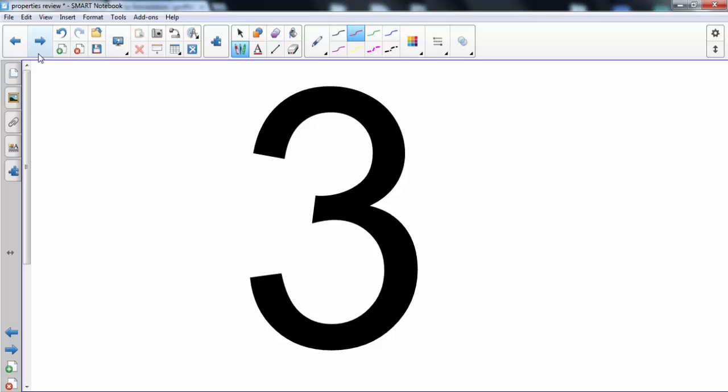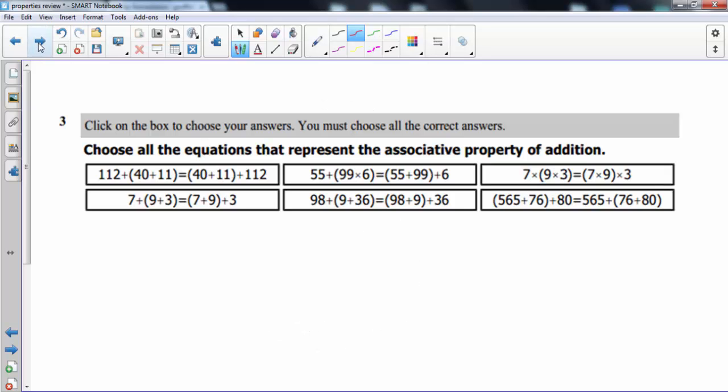Question number 3. Choose all of the equations that represent the associative property of addition. We know that for the associative property, that means that the grouping has changed, and then we know that we're looking for problems that use addition. So right away, I'm going to eliminate any ones that I see that have multiplication, because we should be just looking for addition. So this can't be an option because it's showing multiplication, and I have a multiply sign here, so this can't be an option.